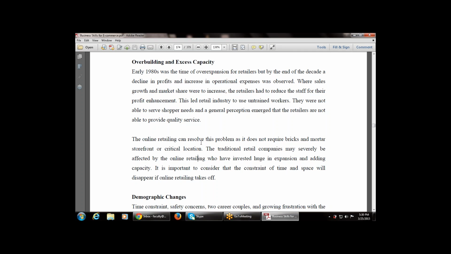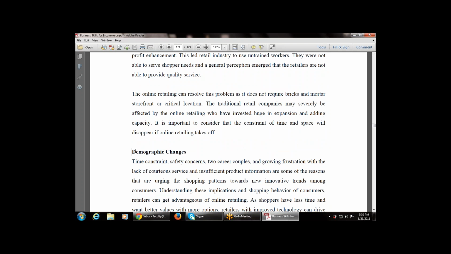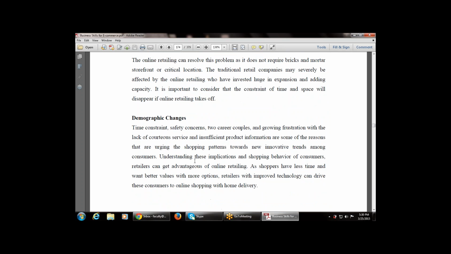The next challenging factor is demographic changes. Whenever the demographics of the people change, that also impacts online retailing and the retail industry. So time constraint, safety concern, two-career couples, and growing frustration with the lack of courteous service and insufficient product information are some of the reasons that are shifting shopping patterns towards new innovative trends among customers.